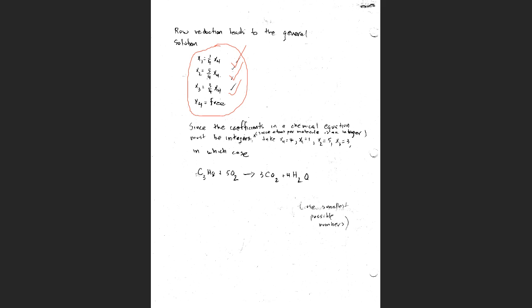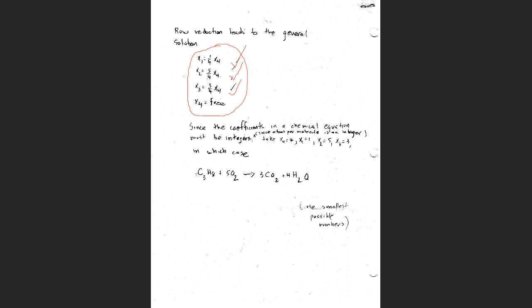But what do you remember about the coefficients in the chemical equation? They have to be what? The coefficients need to be integers. That's right, Benjamin. They have to be whole numbers. That's right, Hung. And in my MyMathLab, they want the whole numbers to be the smallest whole numbers.